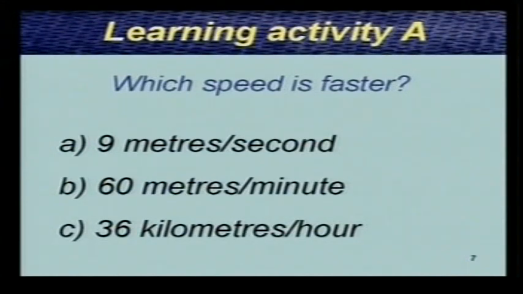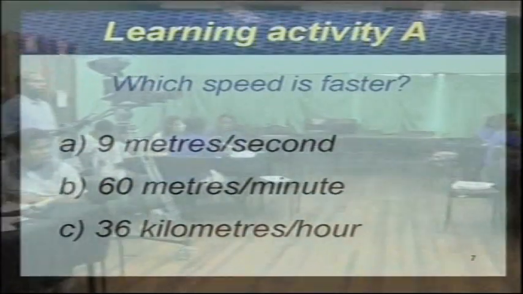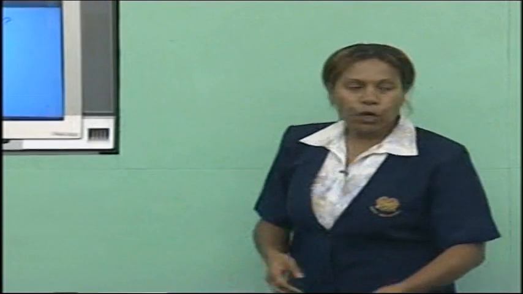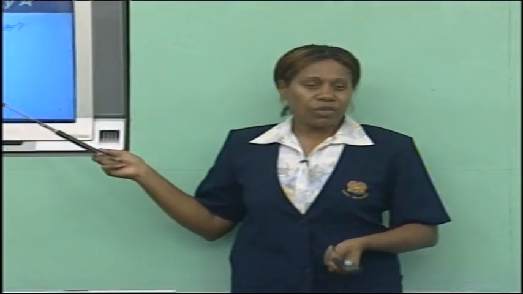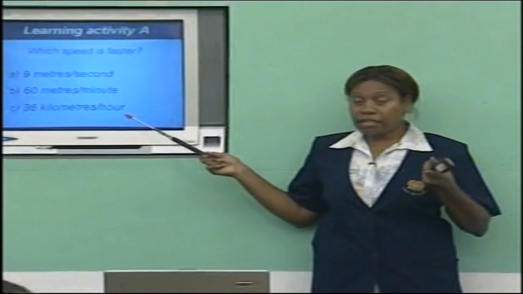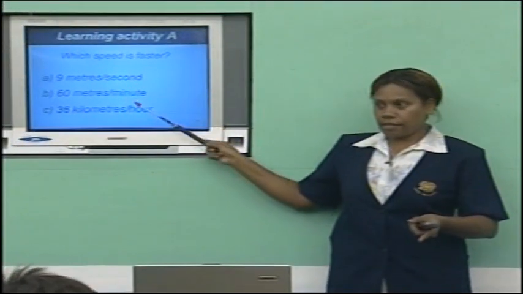We cannot find the answer yet because, who can tell me why we cannot come up with the answer yet? Receiving students? Okay, we just looked at the point. Are the units the same in these rates here? No, they are not the same. So that's why it's a bit difficult for us to compare these rates.